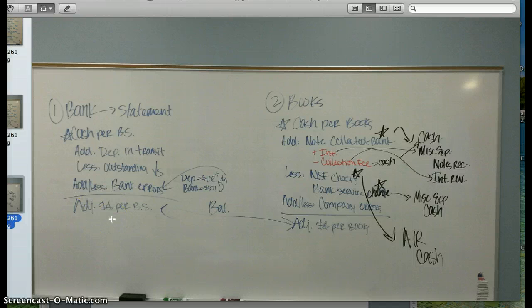This is a brief example of your bank statement, where you're going to have the original cash per bank statement given. You want to add your deposits in transit, less subtract your outstanding checks to get your adjusted dollars per bank statement. On this side, for the books, you have the number given for cash per books, add your notes collected, plus interest, minus your collection fee, subtract your NSF checks and your bank service charge to get your adjusted dollars per books.